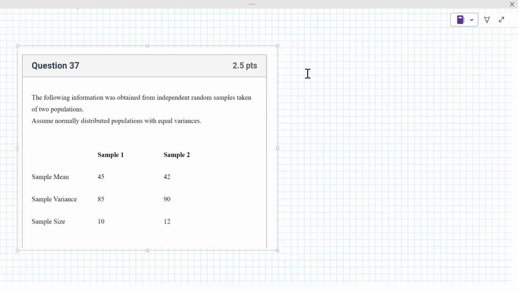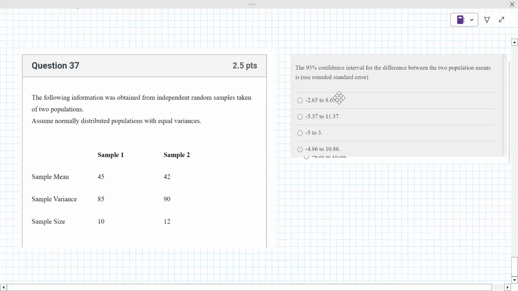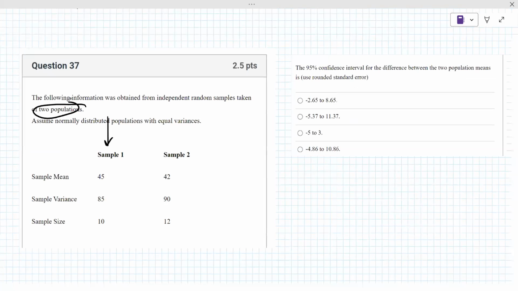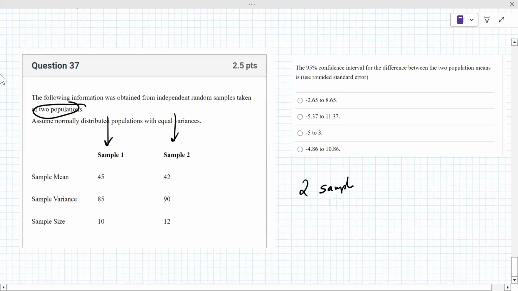All right, this one says the following information was obtained from independent random samples taken of 2 populations. So they're telling you right there, it's two populations. That's a 2 sample. Do they give you the population standard deviation or not? Do you see the word population anywhere in this given information? Yes. Okay, at the top, with population equal variances. Unfortunately, that's not the given information. Like you're looking for what's here.